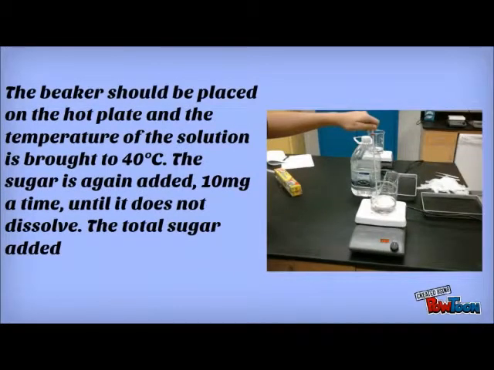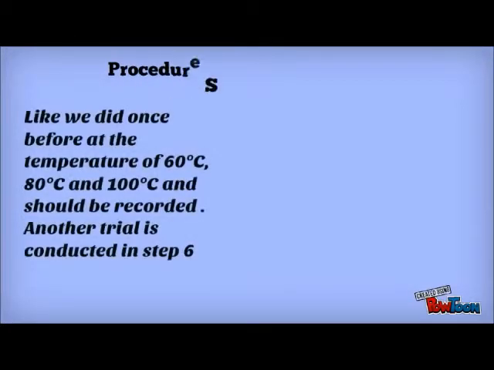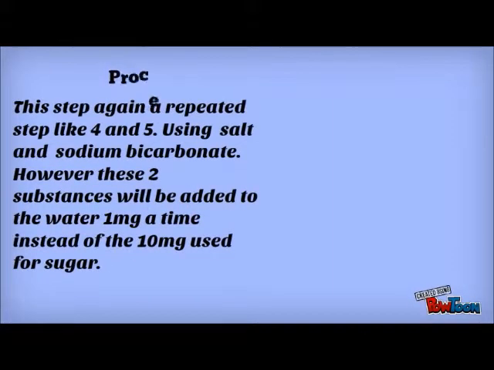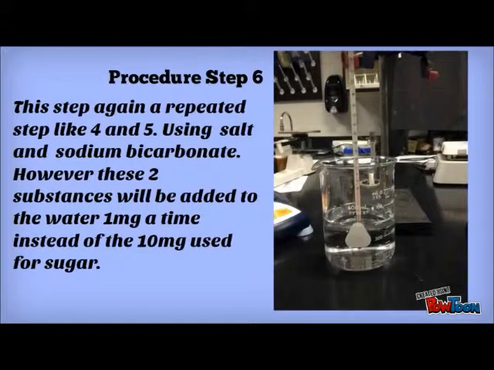Step 4. The beaker should be placed on the hot plate and the temperature of the solution is brought to 40 degrees. The sugar is added again, 10 milligrams at a time, until it is not able to dissolve. Step 5. As conducted before, the experiment, which was done at 60 degrees Celsius, 80 degrees Celsius, and 100 degrees Celsius, should be done again and recorded. Step 6. The steps will be repeated just like steps 4 and 5 using salt and sodium bicarbonate.